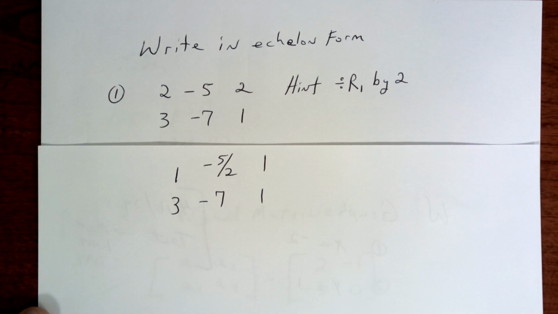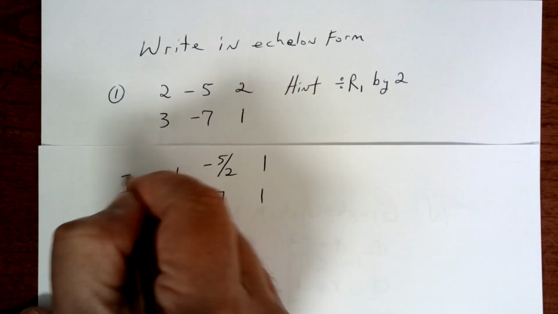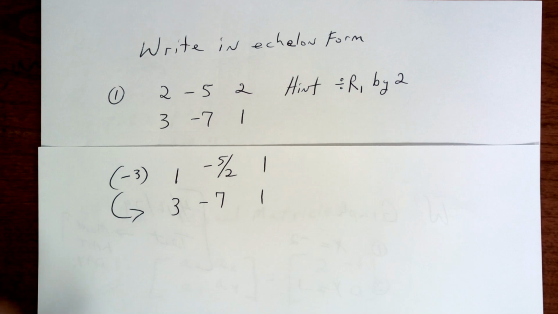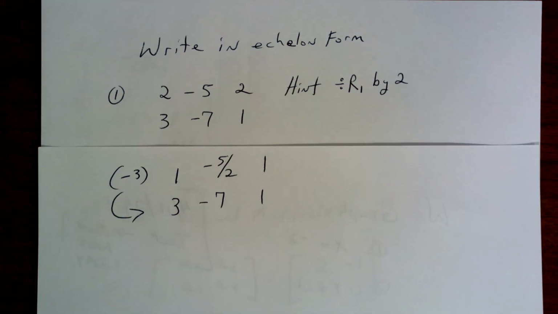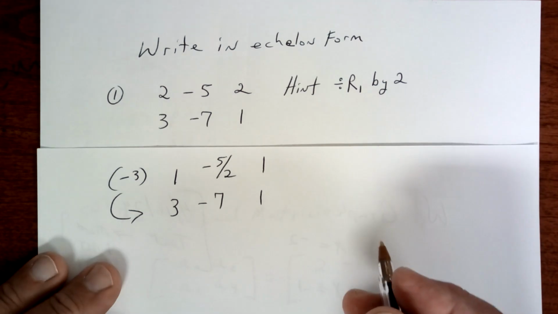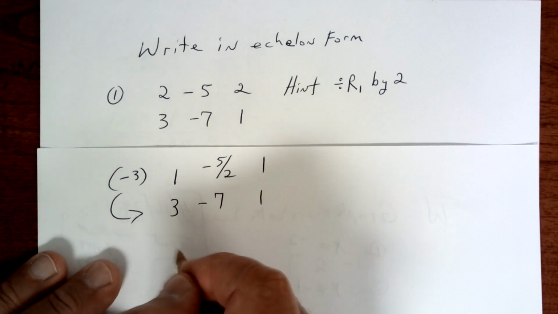Now we're going to multiply the first one by a negative 3 and then add it to the second one. Remember, we're trying to get row echelon form. So the top one stays the same.